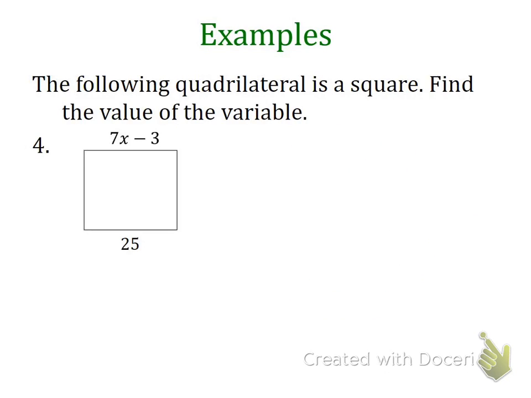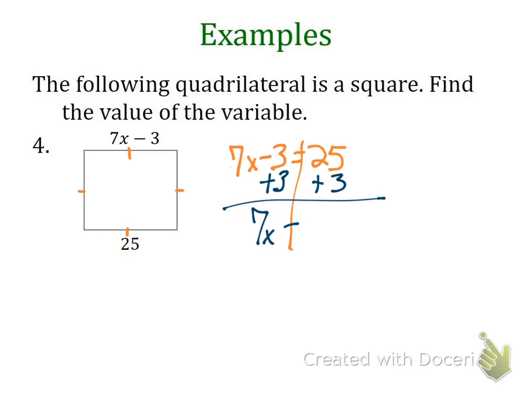This is a square. How do we solve for x in this one? What do I know about all the sides? That is a square. They're congruent. So how would I solve for x? 7x minus 3 equals 25. Okay, we're going to add 3 to both sides. So 7x equals 28. Divide both sides by 7. Perfect. X equals 4.